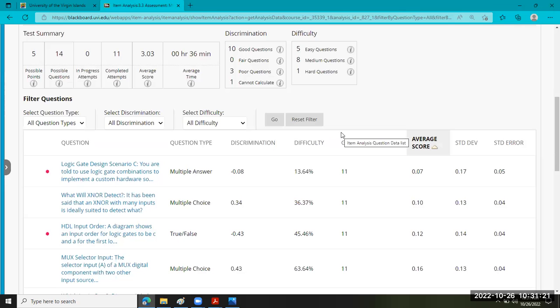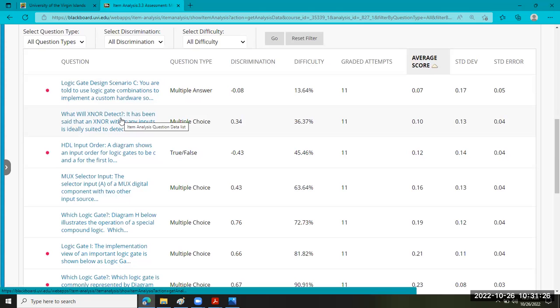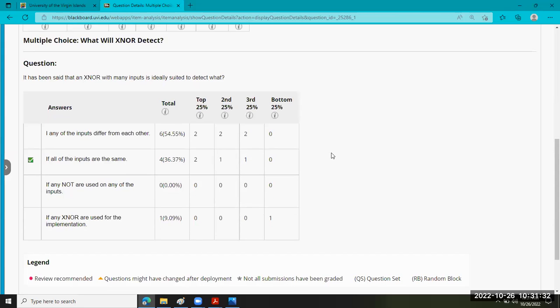Alrighty. A multiple choice item posed significant challenges for many students. The multiple choice item reads, it has been said that an XNOR with many inputs is ideally suited to detect what? And the correct answer is if all of the inputs are the same.